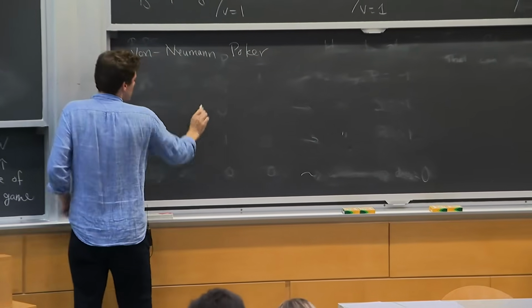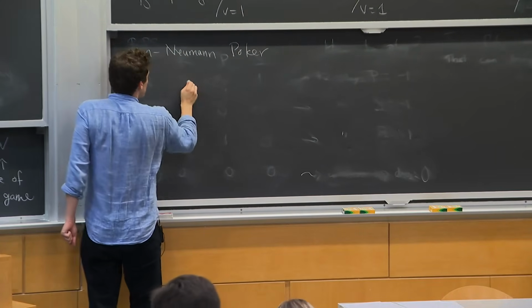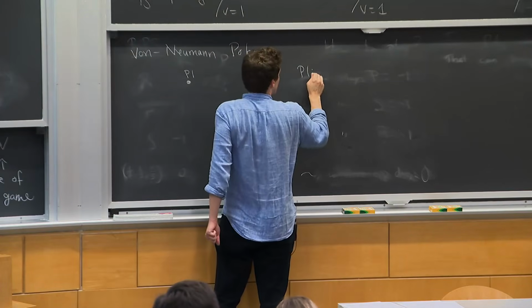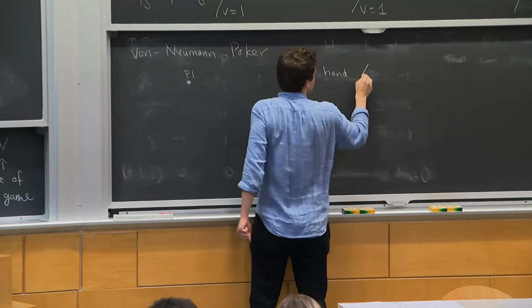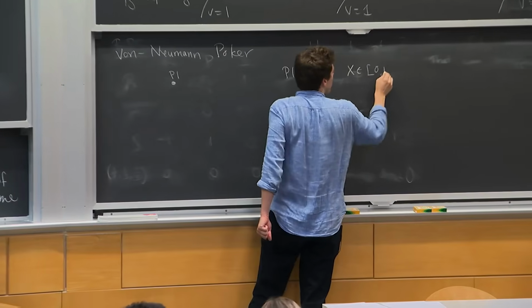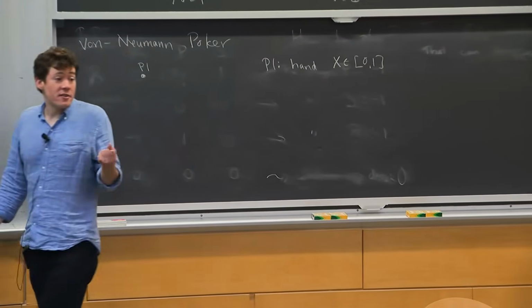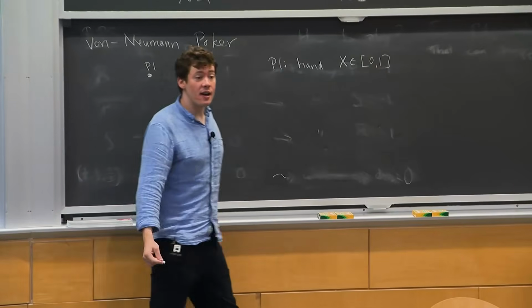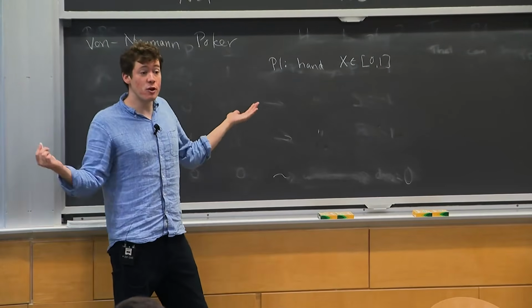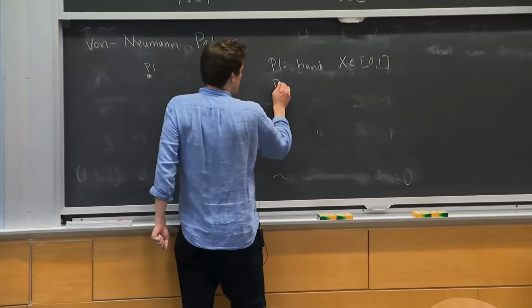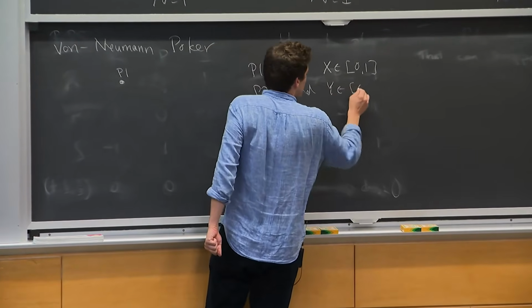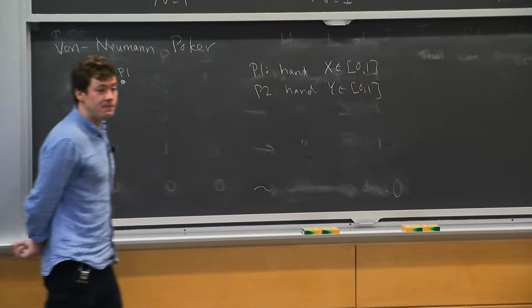And here's how it works. Player 1 is going to get a hand. So P1 gets a hand, which is just a number x between 0 and 1, where higher numbers are good. So instead of thinking of an actual deck of cards, player 1 is dealt some hand, a number between 0 and 1, and it's uniformly distributed. Player 2 is dealt a hand y that's also in [0, 1].